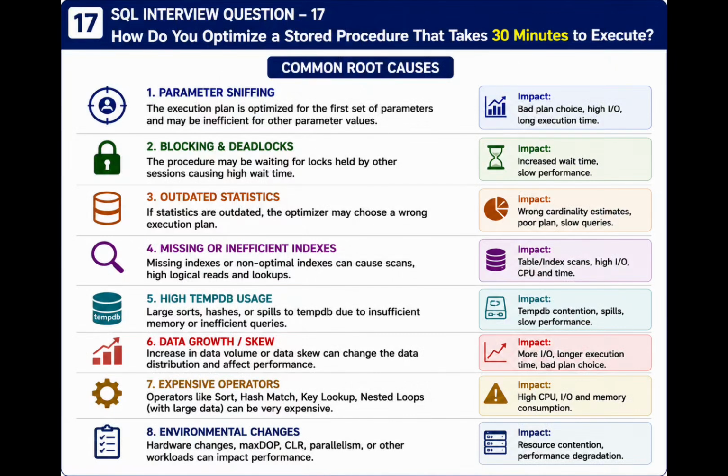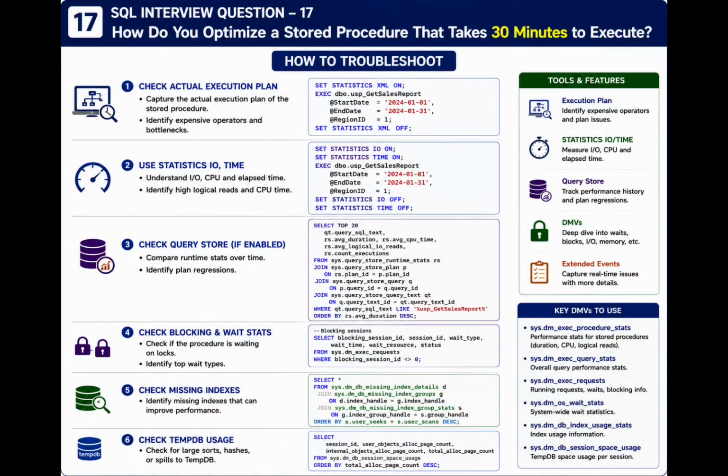Then, how would we troubleshoot? Let's see how experienced developers investigate. The very first thing I check is the actual execution plan. The execution plan tells us exactly where SQL Server is spending most of its time, for example, table scan, sort operator, hash match or key lookup. These operators usually indicate where the bottlenecks exist.